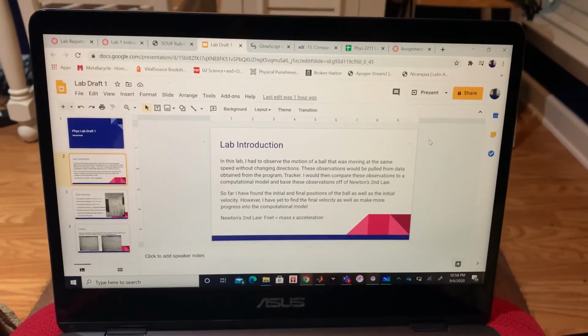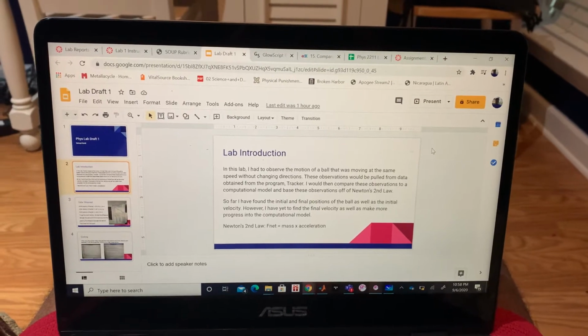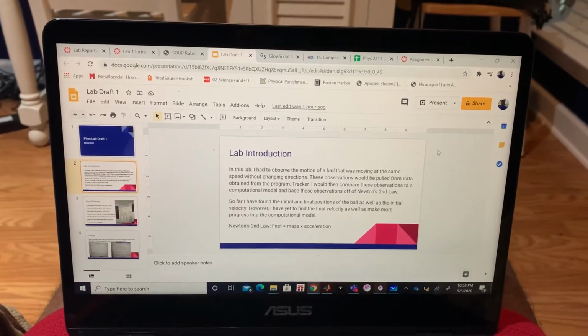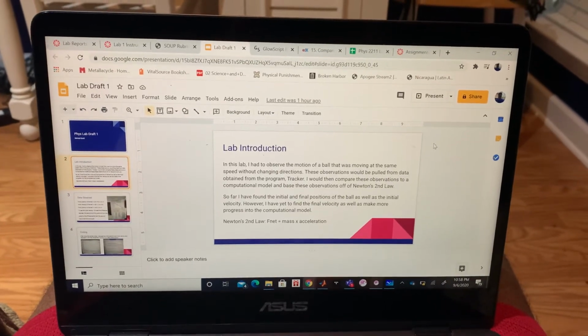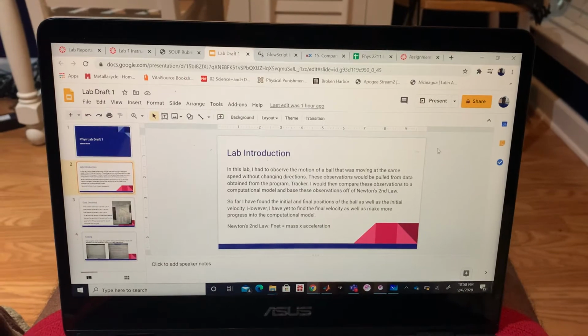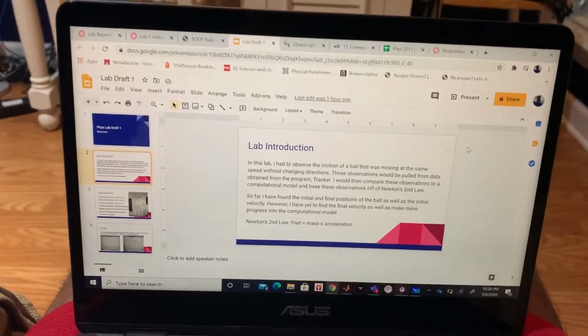In this lab, I had to observe the motion of a ball that was moving at the same speed without changing directions. These observations will be pulled from data obtained from the program Tracker. I'll then compare these observations to a computational model based on Newton's second law, which is F net, or net force, equals mass times acceleration.